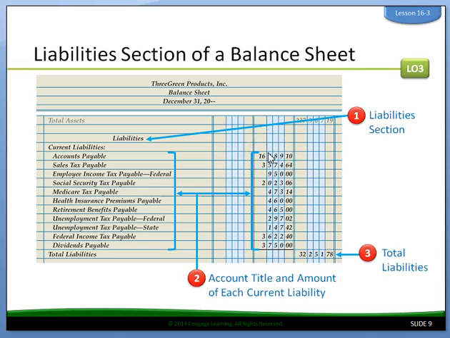Add them together. And that's it. Make sure we got everything. Yep, we just add those together and write our total liabilities down.